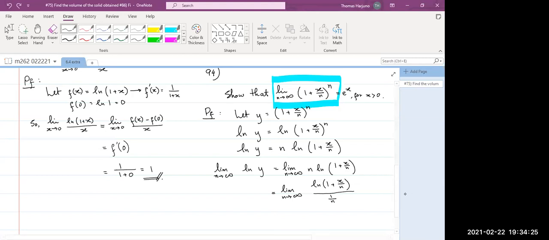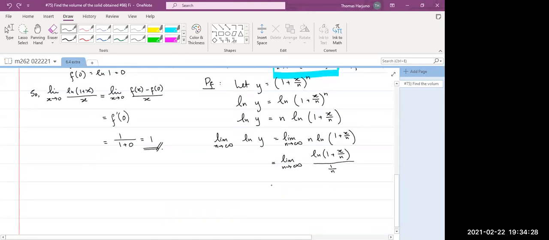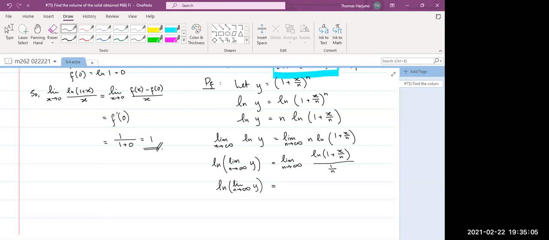Now then, what happened now? Let's see the left hand side first. The left hand side is the limit of natural log, which equals natural log of the limit. The limit of a function equals the function of the limit if it is continuous. Now, the thing is what happened on the right-hand side.